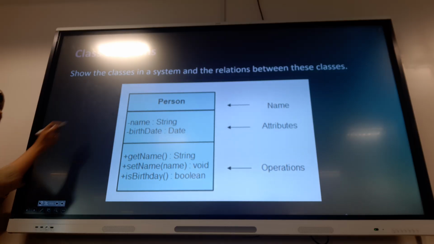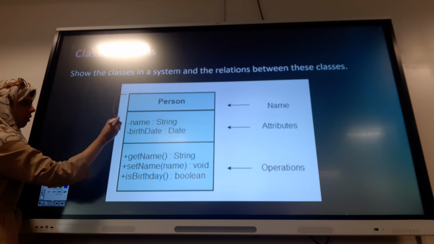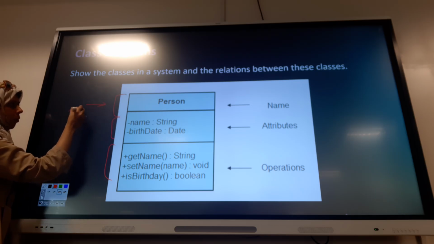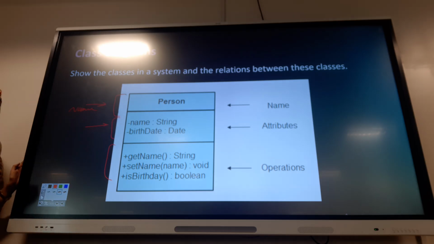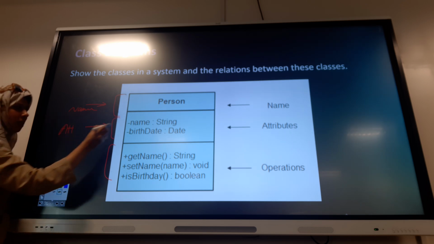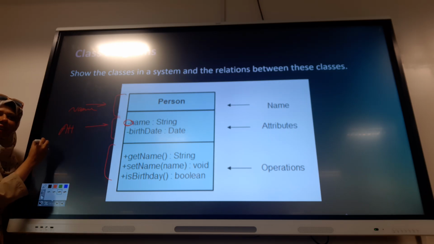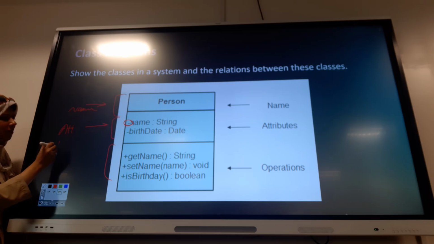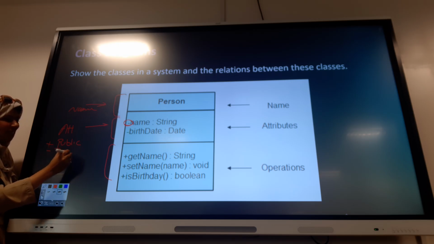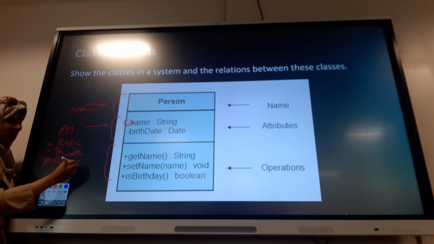So we have this simple structure. We have 3 portions. First one is usually the name. Second one is the list of attributes, with a sign before. So do you know what these are? This one indicates public. Excellent. Minus is private. Hashtag is protected. Excellent.